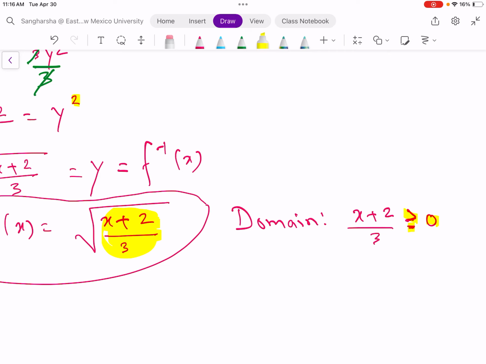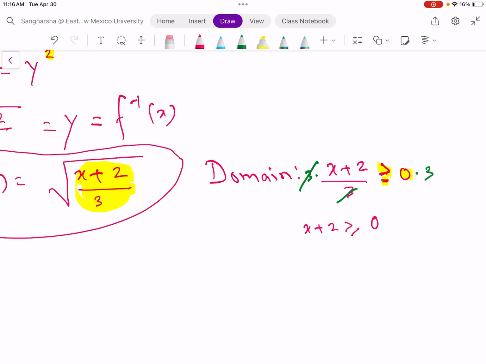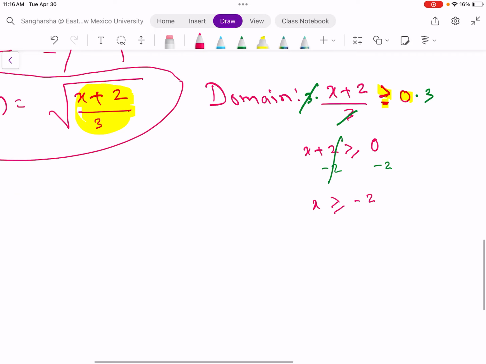Now this is an inequality. Let's solve this inequality. Okay, we need to get rid of 3. And to get rid of 3, we multiply by 3 on both sides. This 3 cancels. So we have x plus 2 greater than or equal to 0 times 3, which is 0. Then we subtract 2 on both sides. This is 0. x is greater than or equal to negative 2. And this is our domain.